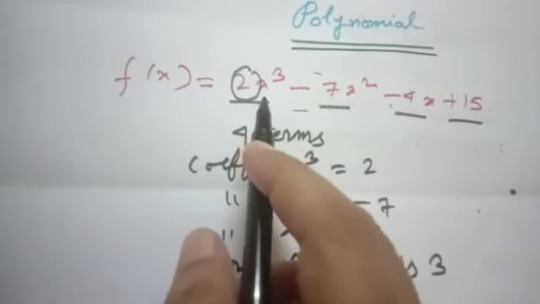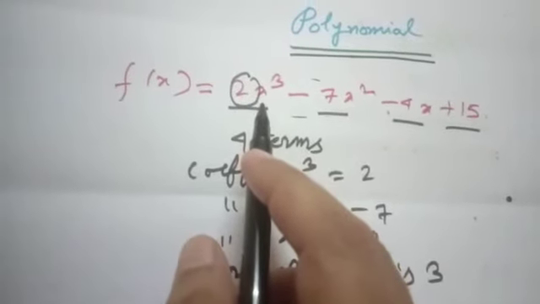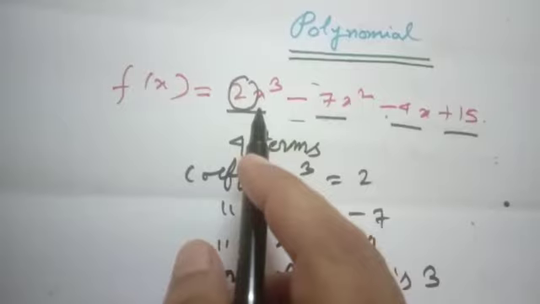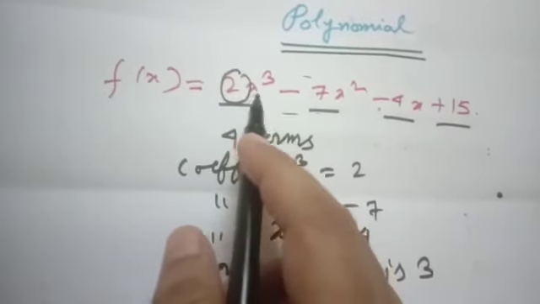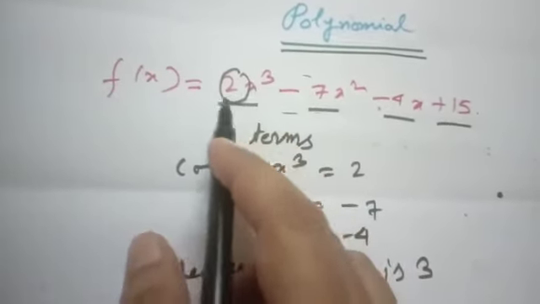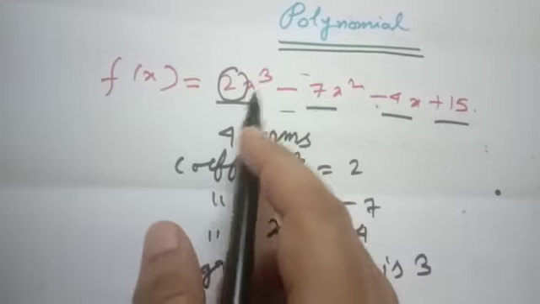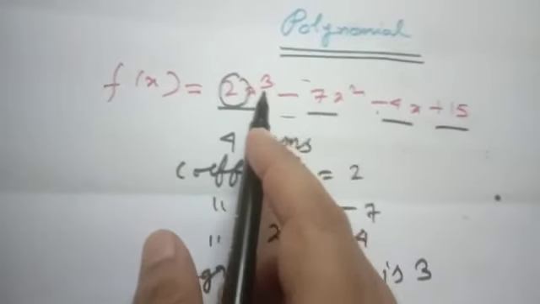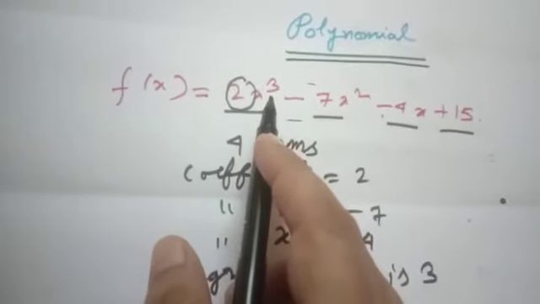Degree of a polynomial is the exponent of the highest degree term. Here the exponent of x is 3. 2x cube is the highest degree term and the exponent of x is 3. So 3 is the degree of the polynomial. And now we define a polynomial.